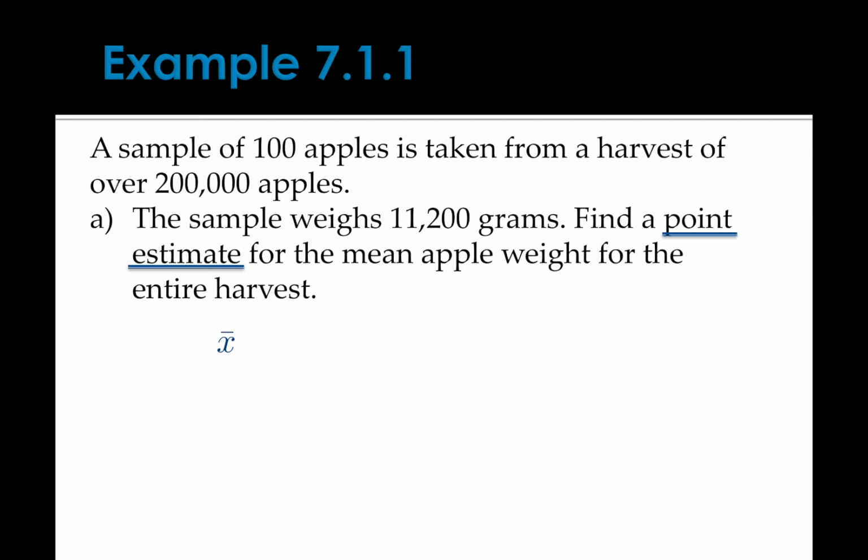Okay, so we're just going to find the average weight of the sample, and they already added up all of the apple weights for us. That's that 11,200 grams. And we'll divide that by the 100 apples in the sample. So our sample mean is 112 grams. Okay, so that is our best guess for what the average weight of the entire harvest is, 112 grams.